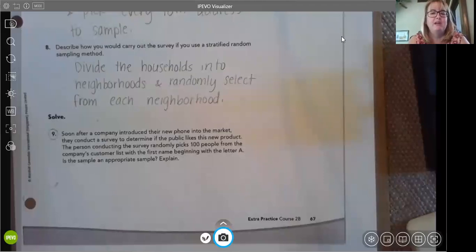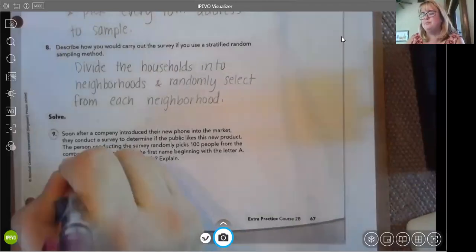I think what would be more meaningful is if I want to randomly select all the people that bought this type of phone and then this type of phone. Maybe dividing them by the type of phone they bought would be more meaningful. Maybe it would be where they live. That might be meaningful to know, do they have good service there, or are the salespeople nice? But the letter of their first name, I don't think that is meaningful. That is not appropriate. So let's say no.